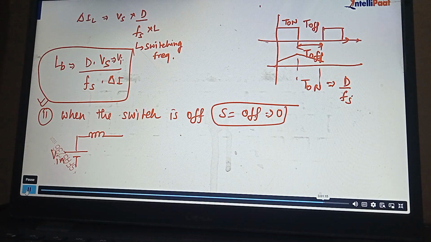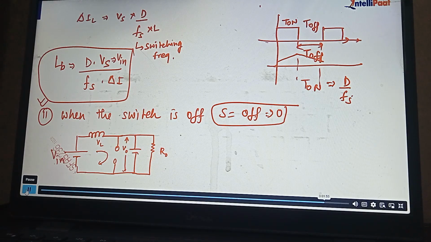So Vs is equal to Vin, keep in mind. Then this switch is off, so it is an open circuit. Then we have this capacitor voltage and this output one. This is R naught, let's suppose, and then we have V naught voltage here. This is VL, and this would be the V naught. So V input is now distributed in VL plus V naught.